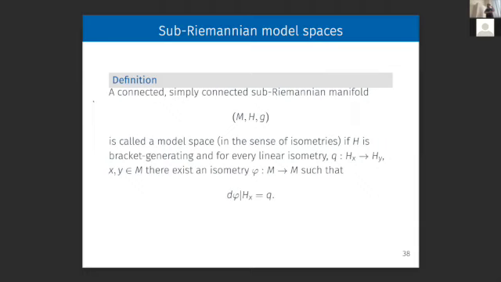One way to look at it is to introduce a model space in the sense of isometries, by saying that something is a model space if it satisfies the previous condition. So you have a sub-Riemannian manifold where H is bracket generating, and whenever you take a linear isometry between two points, in two different directions, you can integrate it into a diffeomorphism, a global isometry. This condition doesn't require any sort of connection, and then you can see what kind of spaces exist with this property.